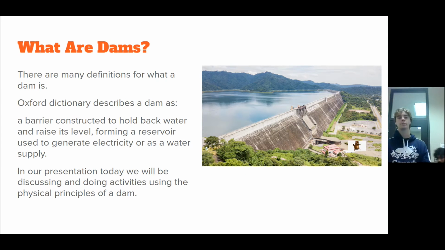Okay, what are dams? There are many definitions for what a dam is. Oxford Dictionary describes a dam as a barrier constructed to hold back water and raise its level, forming a reservoir used to generate electricity or as a water supply. In our presentation today, we will be discussing and doing activities using the physical principles of a dam.